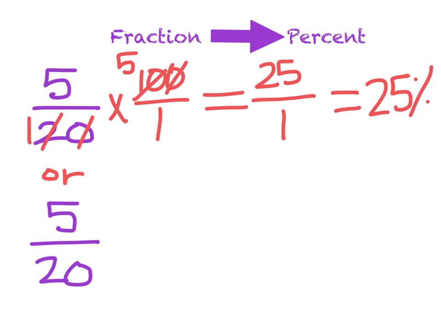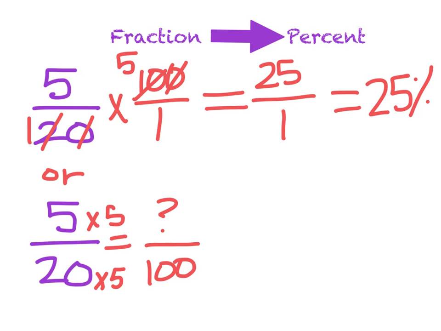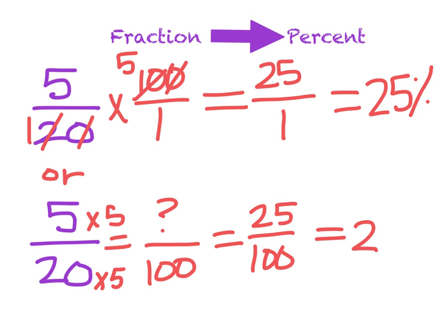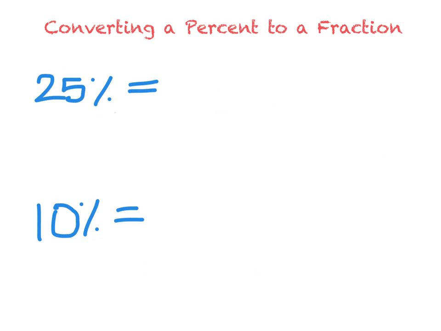Now the next strategy, which is finding a common denominator of 100, we get from 20 to 100 by multiplying by 5. Now whatever we do to the bottom, we do to the top. So we have 5 times 5, which equals 25 out of 100, or over 100. So we have 25%. Both our answers match, so we're good to go.